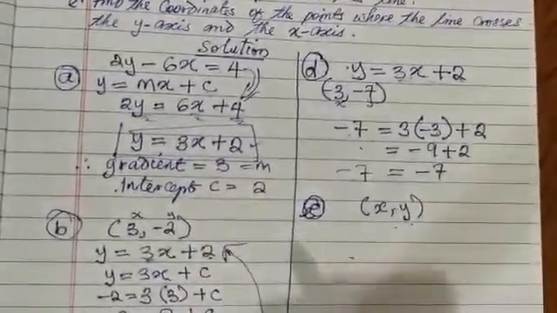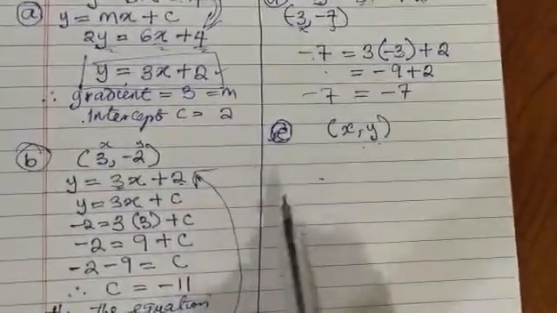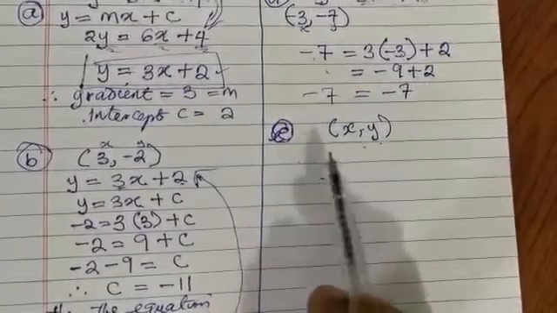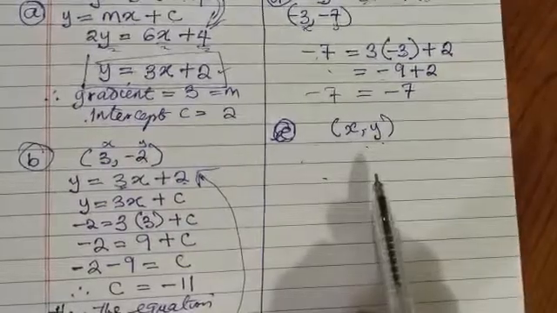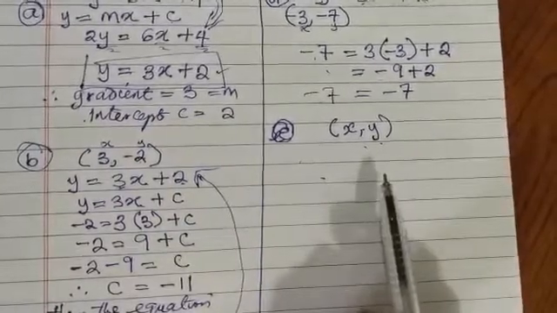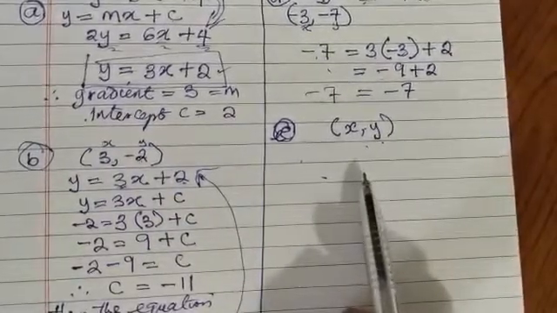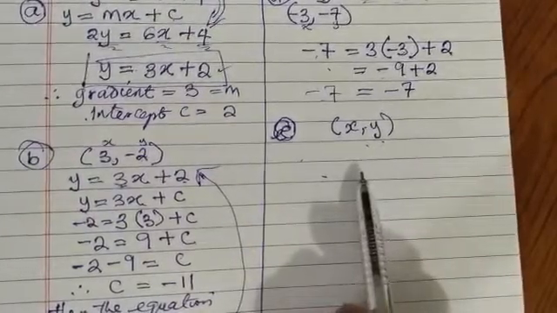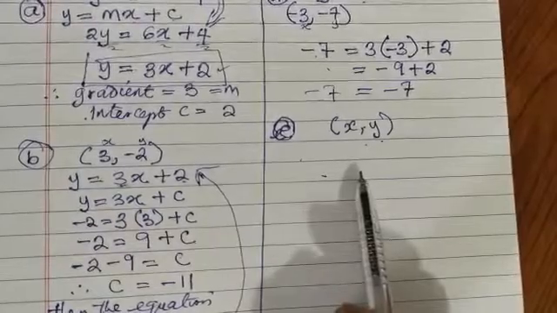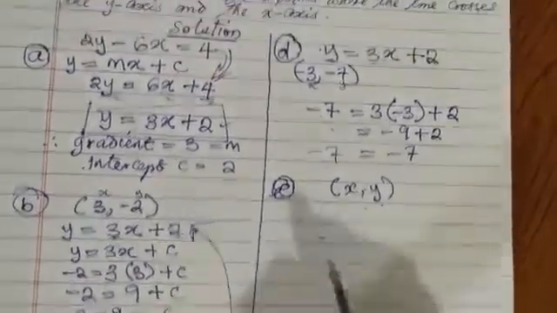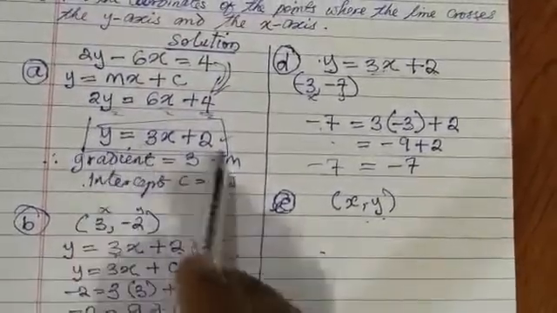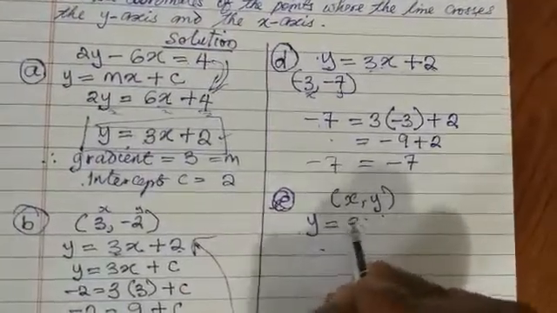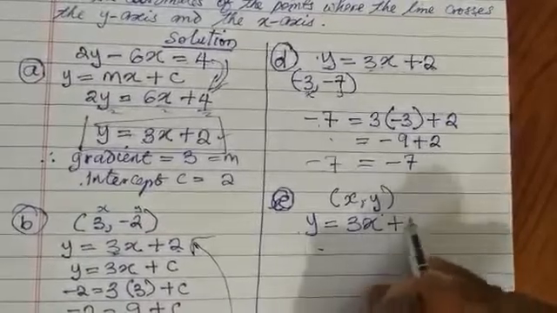Now let's take it one after the other. For you to find the point where the line crosses the y-axis, x must be 0. You equate x to be 0. For you to find the point where it crosses the x-axis, y must be 0. The equation we are still using is y equals 3x plus 2.